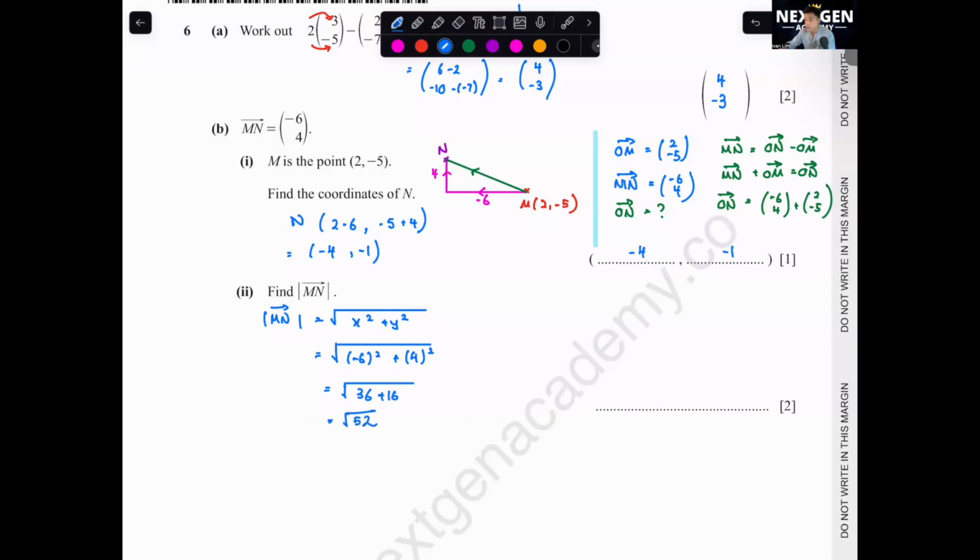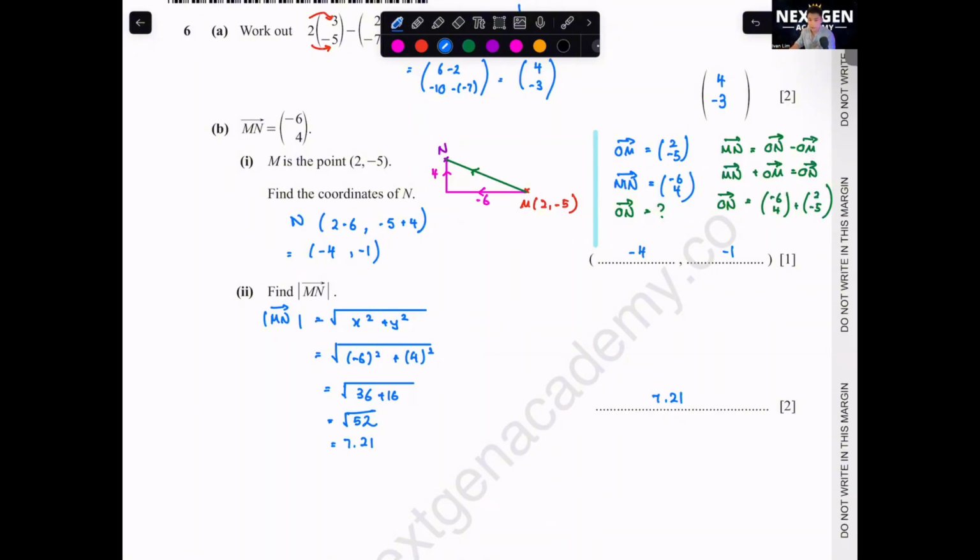Okay, don't leave it as square root of 52. Change it to decimal. Unless the question asks you to put it in exact value, then you leave it as square root of 52. Otherwise, to be safe, just change it to the decimal place value.